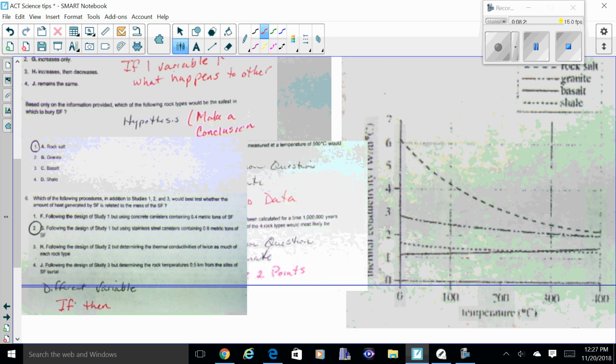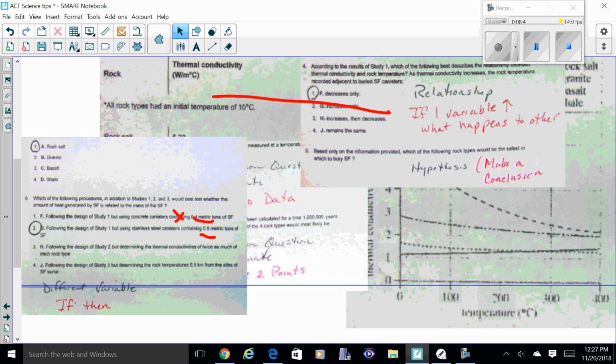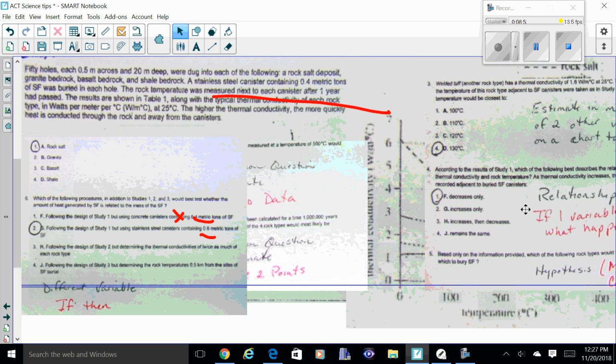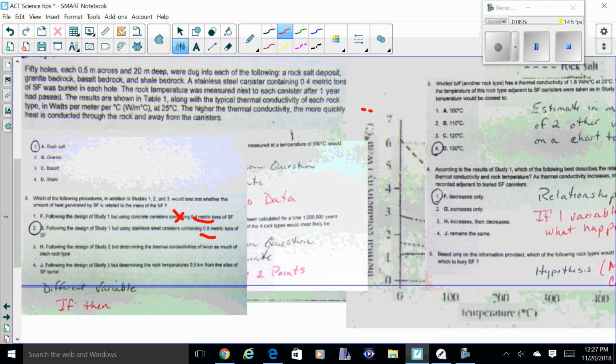2 says, following study 1, but now you're going to use 0.8 metric tons. Well, if you look at study 1, it says that all of them used 0.4 metric tons, which you can see right here. I'm ready to circle it. Let me erase this. Sorry. But if you look, it says right here, 0.4 metric tons. Well, this one's using 0.8 metric tons, so that would be changing the mass. So 2 for me is a possibility.